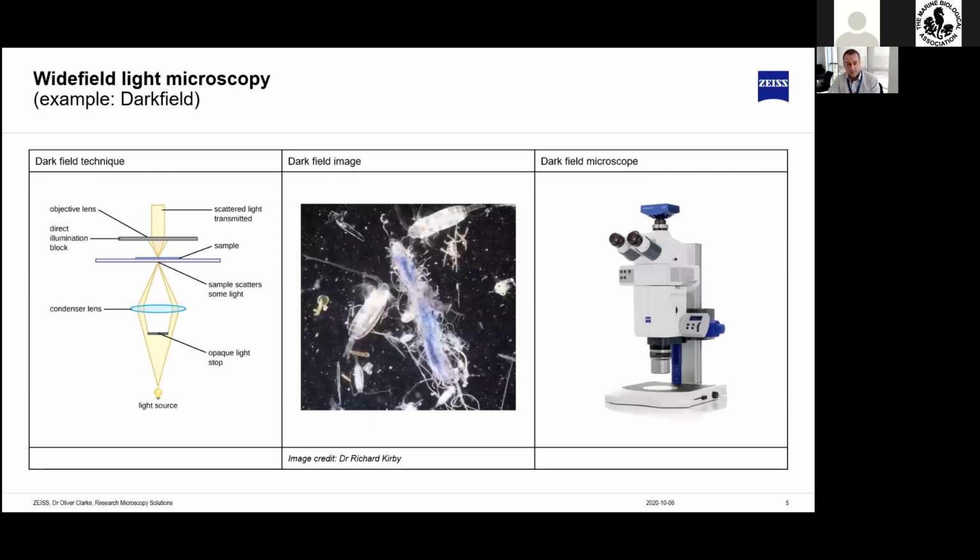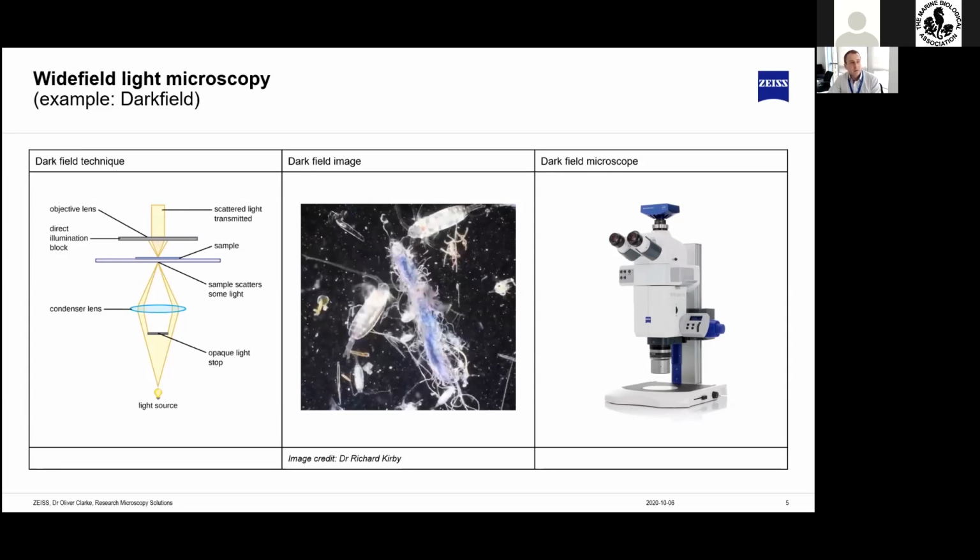So the first, and probably one of the most common types of microscopy techniques you'll find certainly in marine biology, is dark field, which is a form of bright field microscopy. And the main concept behind dark field is to use a kind of cone of light, which allows you to view only the light that is reflected out of this cone and back into the optical path of the microscope.